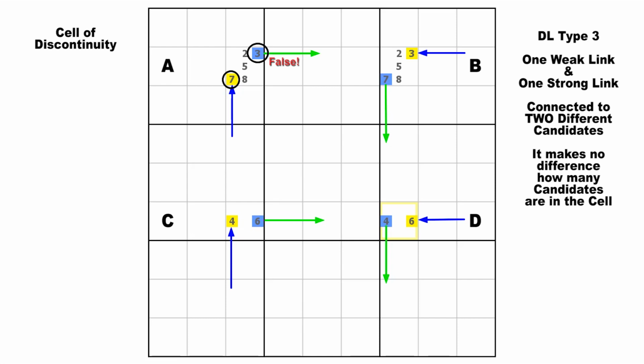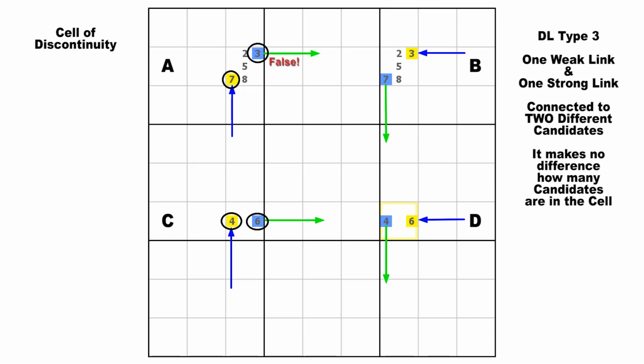But if you have a DL type 3 where the cell of discontinuity is a bi-value cell like you see down here, and we start on a weak link coming off the 6 and return to the cell on a strong link to the 4, we will know that since the 6 is going to turn out to be false, the 4 must be true, but this is only because it is the only other candidate in that cell. It will not be because of the discontinuous loop per se. Capiche? But don't worry if this sounds confusing.